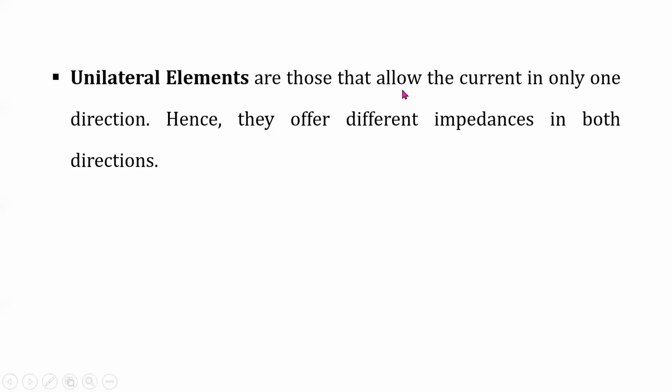Unilateral elements are those that allow the current only in one direction. Hence, they offer different impedances in both directions. All right. Then we have discussed what you mean by active and passive. Next, linear and non-linear, and unilateral and bilateral elements. Here the VI characteristics of one element is given.